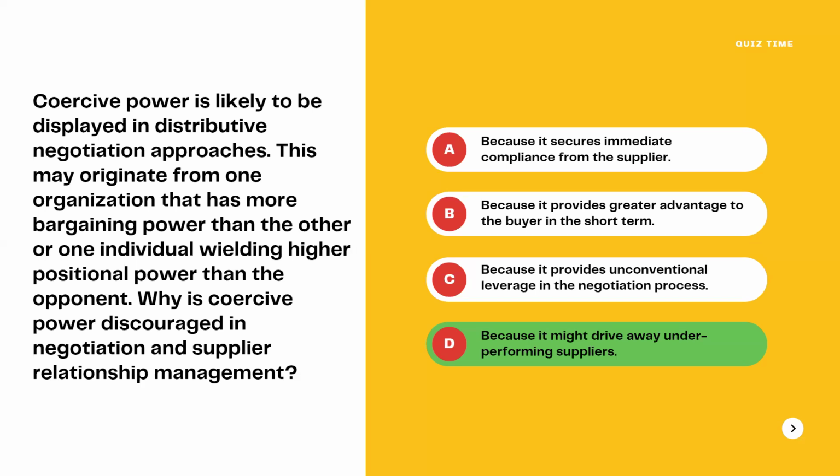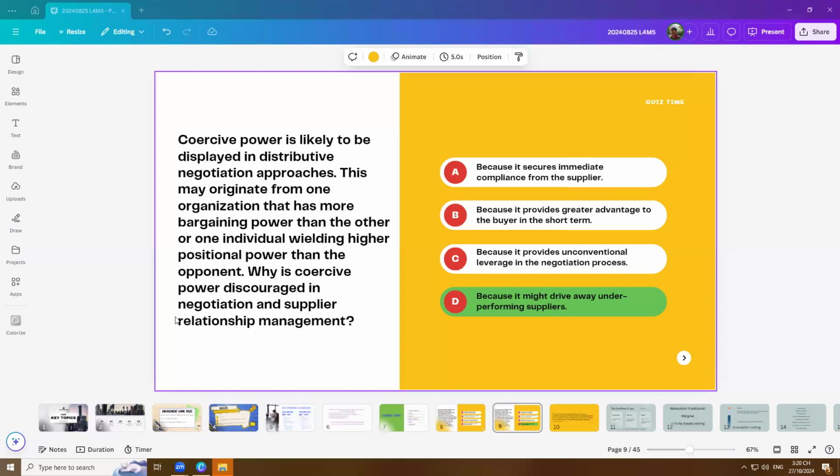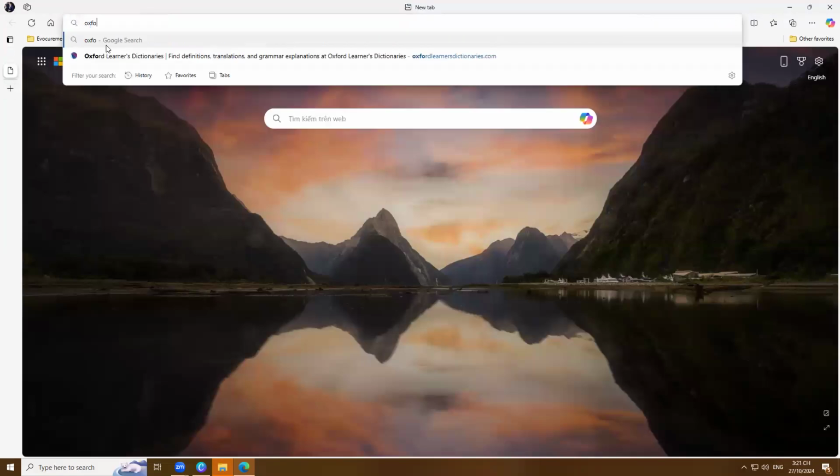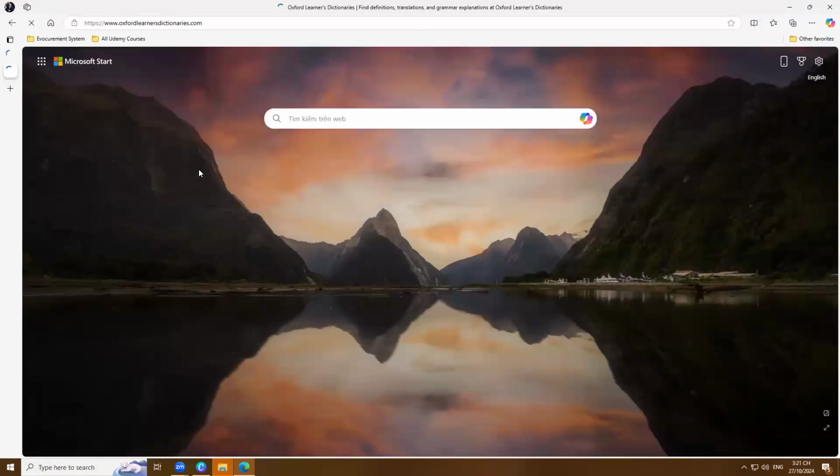Option C, because it provides unconventional leverage in the negotiation process. Okay, so that sounds fair. Unconventional leverage. You know, we have leverage. Leverage means some kind of advantage. And we have another word here, unconventional. What does it mean by unconventional? Let's check the dictionary. I would use the Oxford Learner's Dictionary.